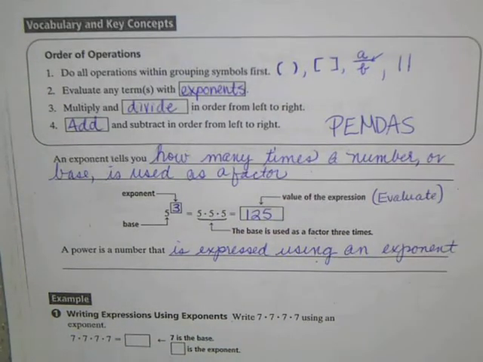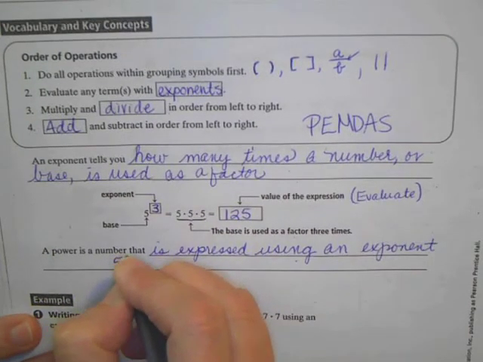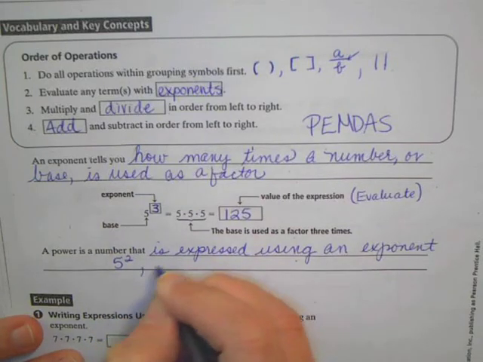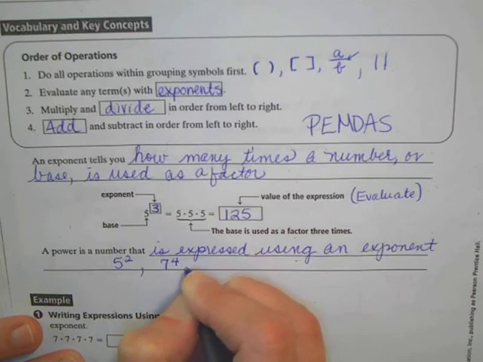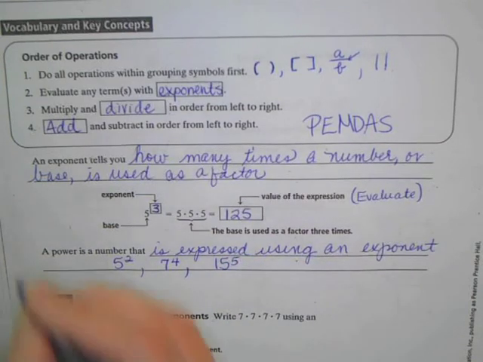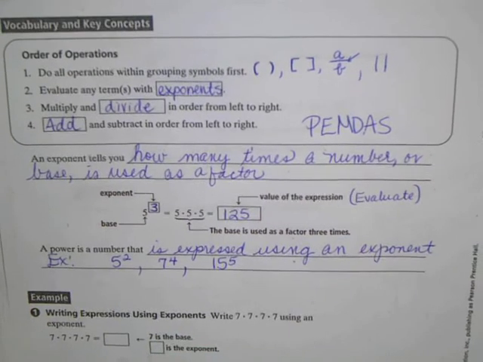Okay. So, some examples of powers might be 5 to the 2nd power. You have a base of 5, an exponent of 2. The whole thing together is the power. 7 to the 4th power. 15 to the 5th, and so on. So here are 3 examples, and of course we could write a multitude of examples, but that's a good idea of what they're going to look like.